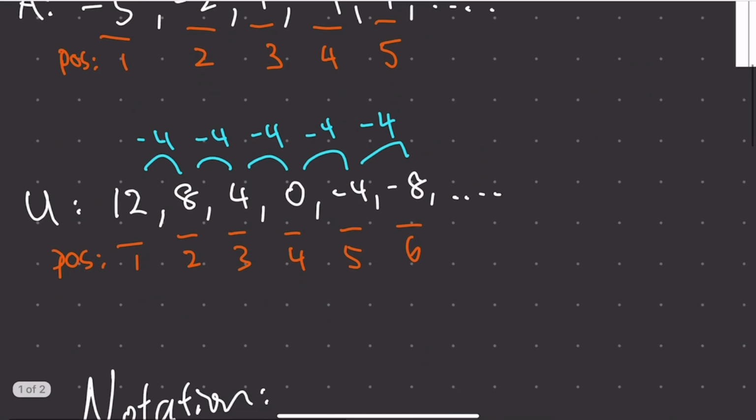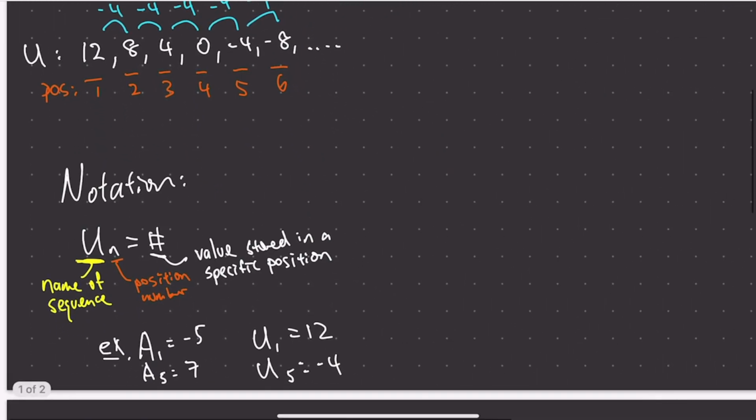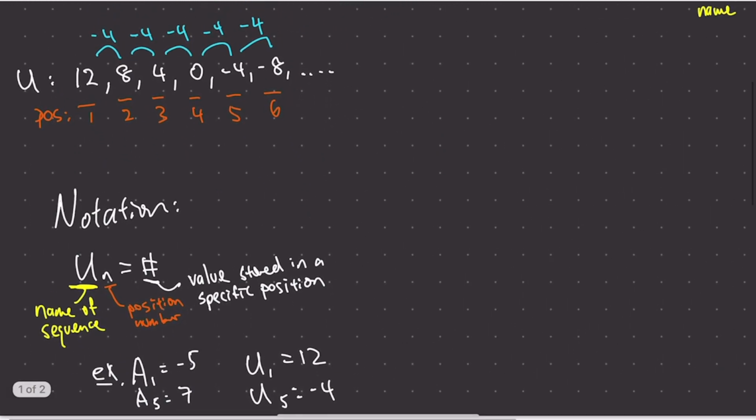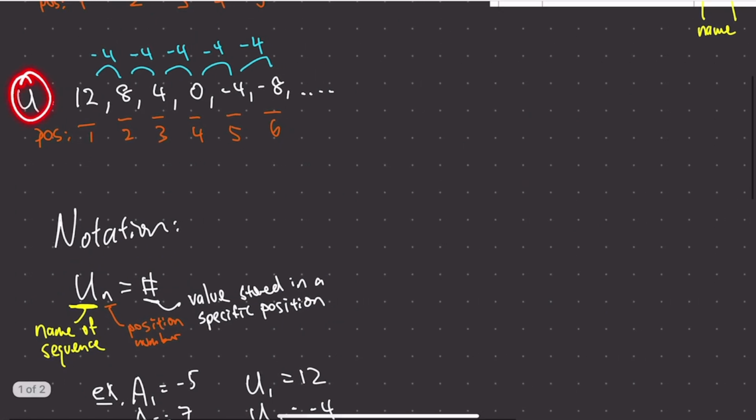Now moving on to some common notation. In sequences we usually write like this to denote a specific number stored in a specific position. Let's say we're talking about the sequence U. Then we have U as the name of the sequence, and then we have a letter n here to denote the position number, and then we have the value stored in that specific position.